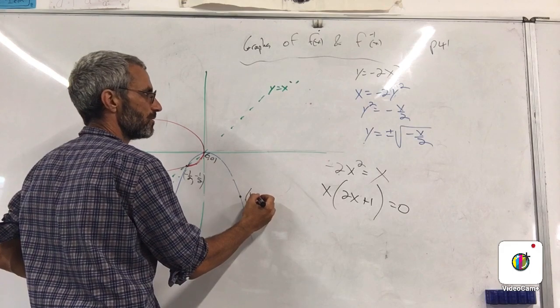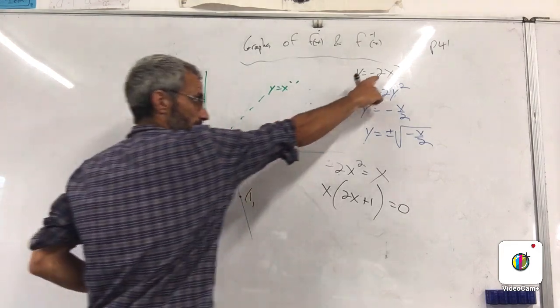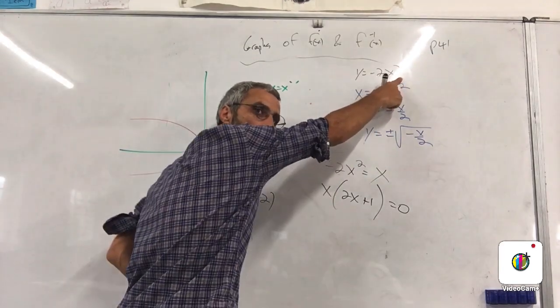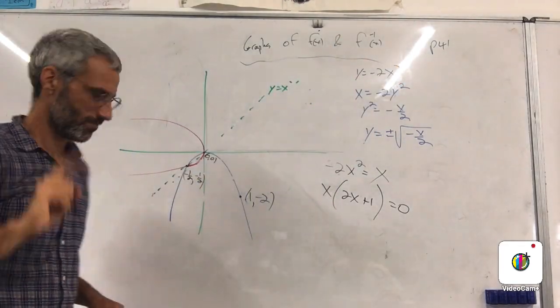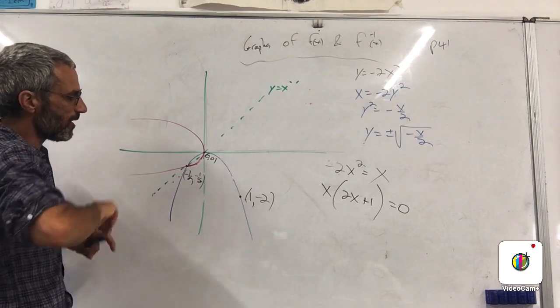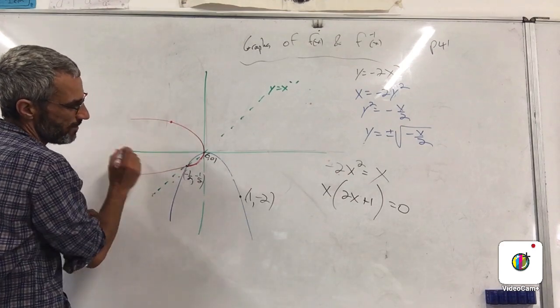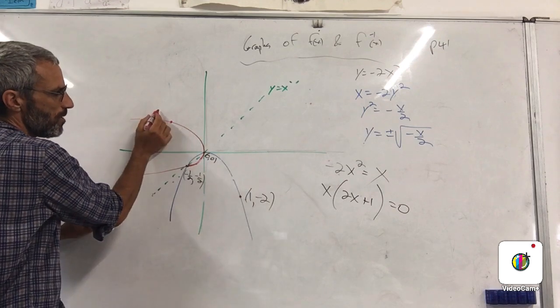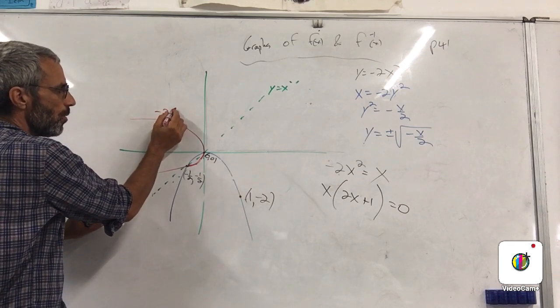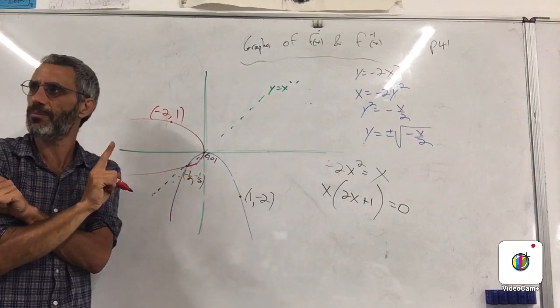Negative 2. We're squaring the 1, and multiplying by 2, so 1 minus 2. Without much thinking, what will be the point here? If this is (1, -2), this will be (-2, 1). You just swap them.